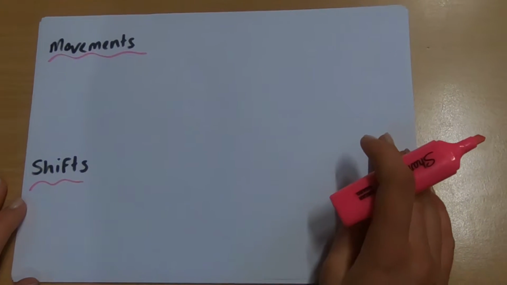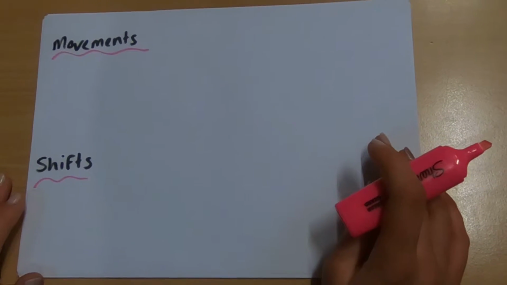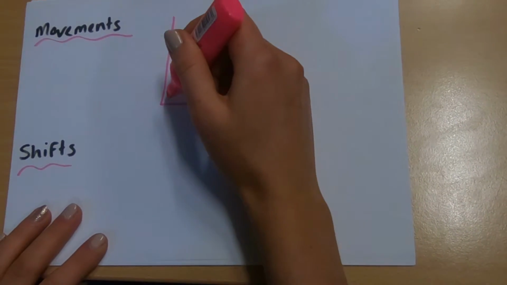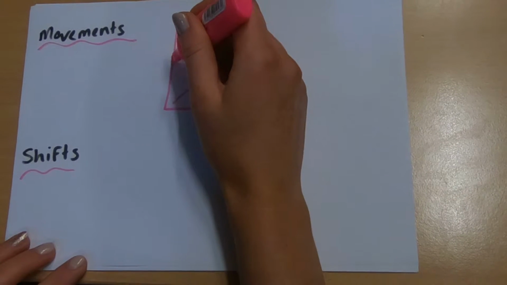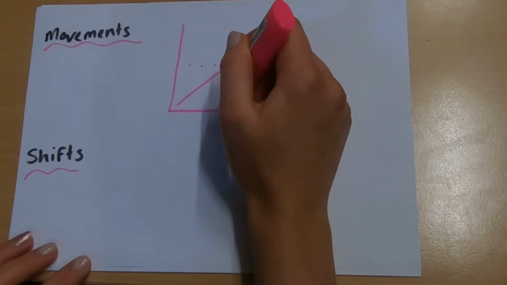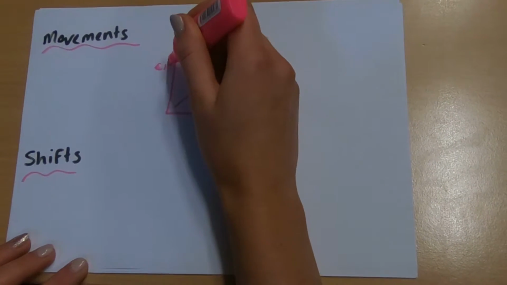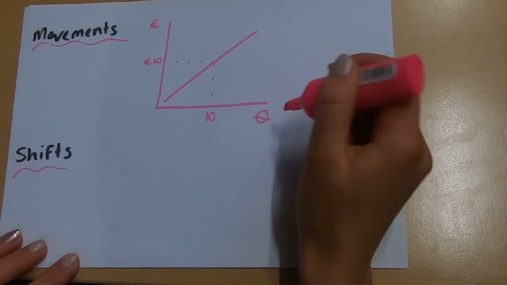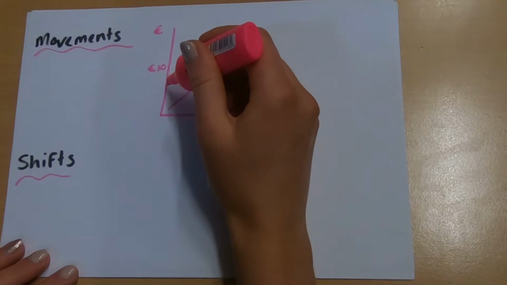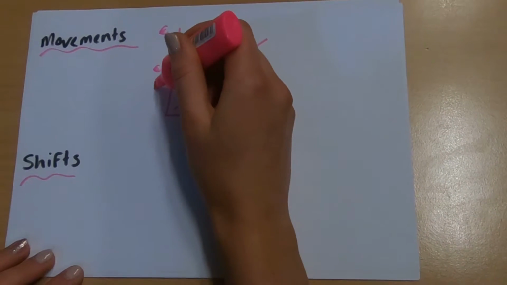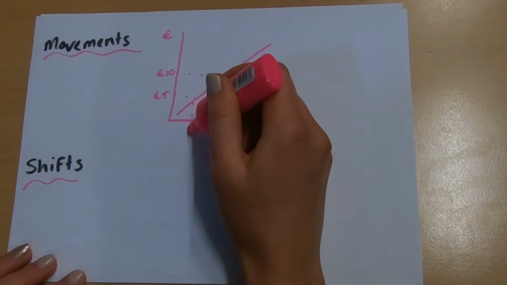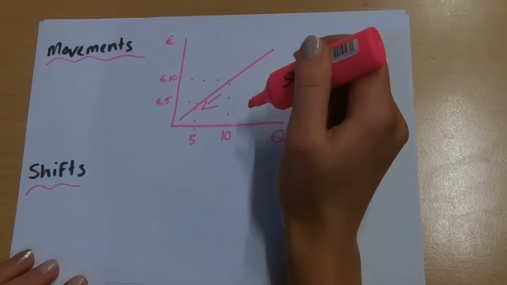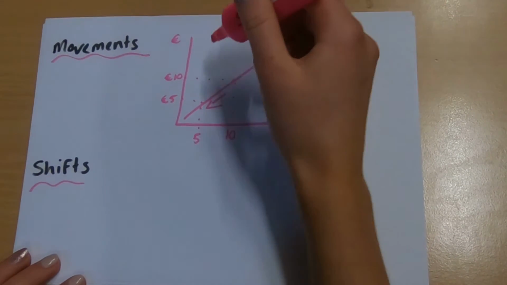Movements are caused by a change in price of the good or service. So this can be shown on this supply curve here. At a price of €10, 10 units of a good are produced. However, if the price was to decrease to €5, only 5 units of the good will be produced. We can see this as a decrease in the amount of goods produced.